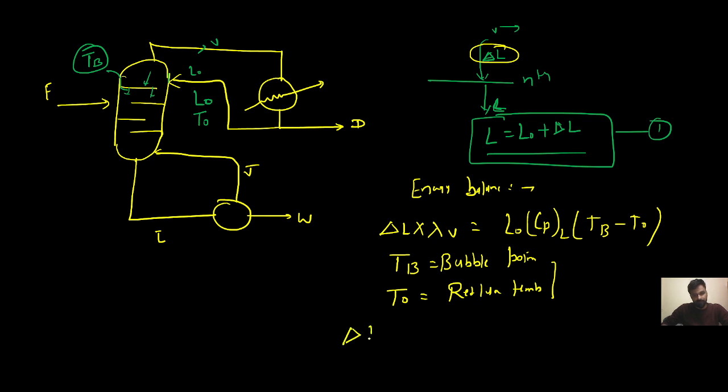So from here, I can calculate delta L, which will be equal to L naught Cp of L multiplied by Tb minus T naught, divided by lambda V, that is the latent heat of vaporization.